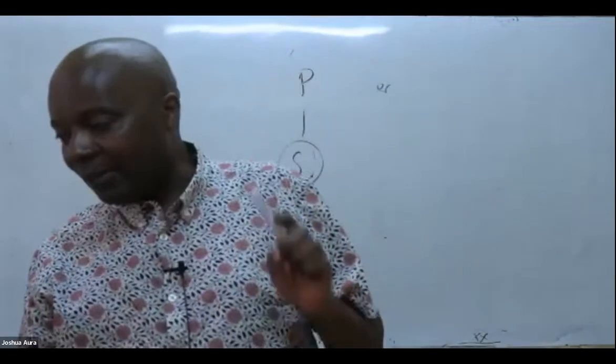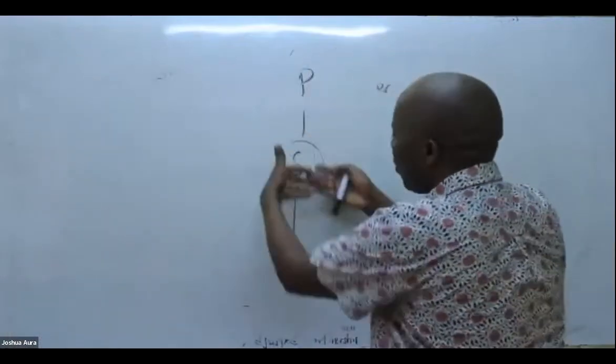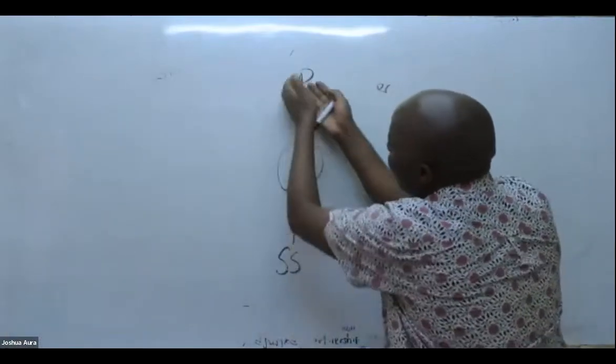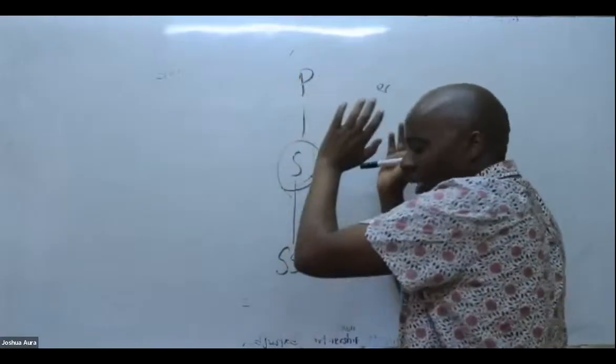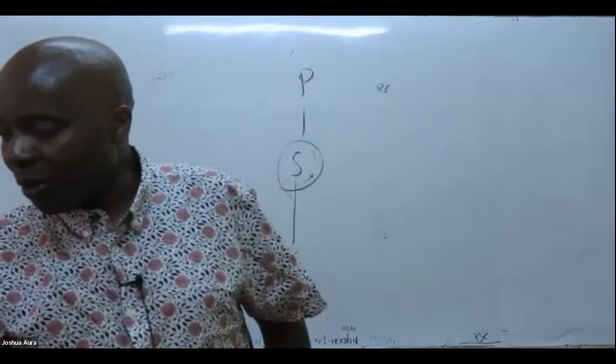Let me repeat this by reading it, because this came up last semester. We are told here, the parent itself is a wholly owned subsidiary or partially owned subsidiary. That's just enough. Stop reading any other thing. A parent need not present consolidated financial statements if and only if the parent itself is a wholly owned subsidiary. So the moment this one that is calling itself a parent is owned by this one, then automatically it cannot make group accounts.